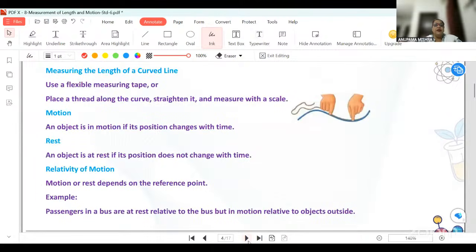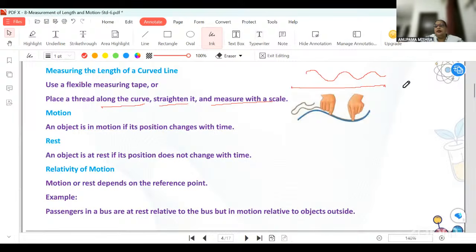Then next we have to learn measuring the length of a curved line. Suppose I have taken one thread like this. What I'll do, first I will place the thread along the curve, straighten it and measure it with the scale, and I'll get the accurate length of the curved line.